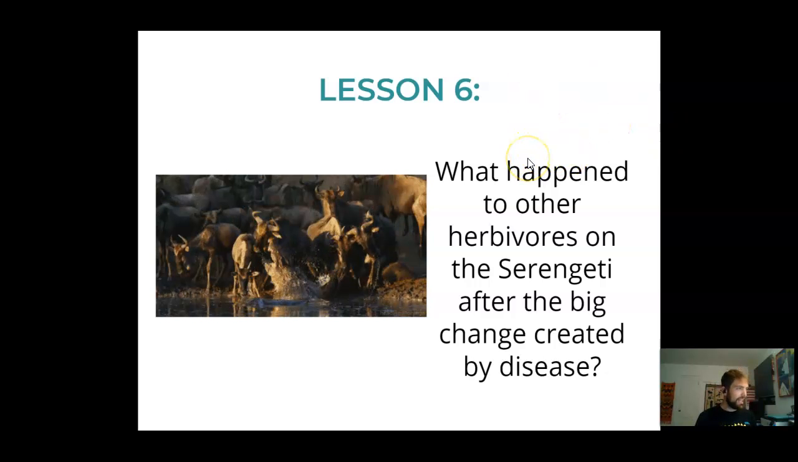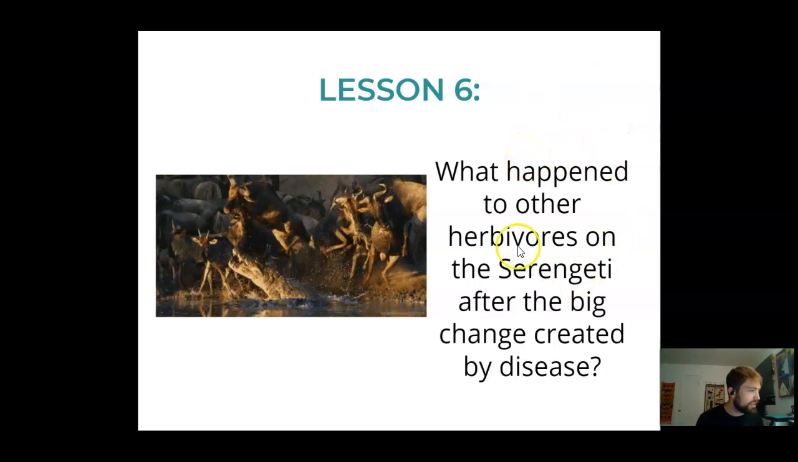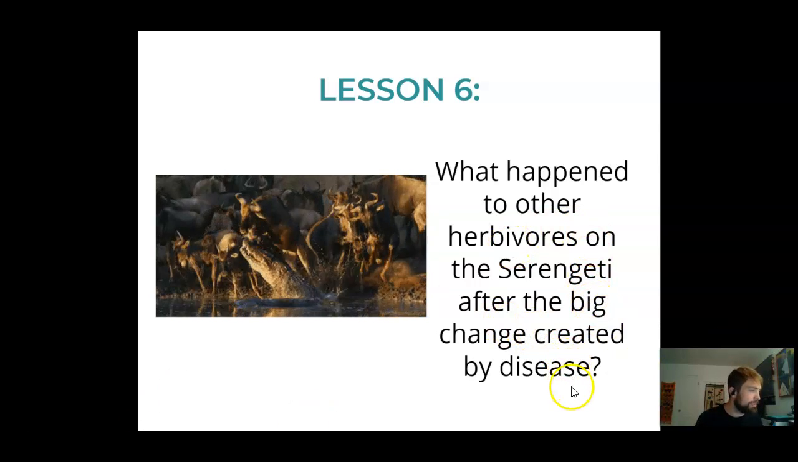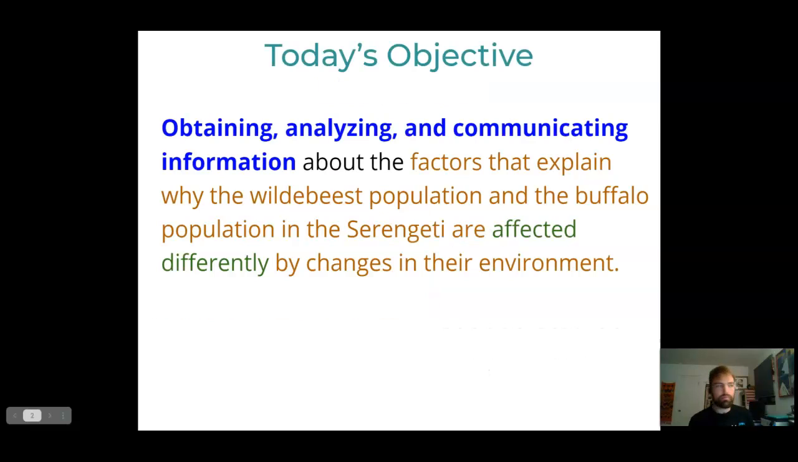S. Today on Lesson 6, what happened to other herbivores on the Serengeti after the big change created by disease? So our objective for today is obtaining, analyzing, and communicating information about the factors that explain why the wildebeest population and the buffalo population in the Serengeti are affected differently by changes in their environment.